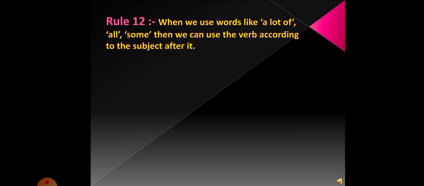Now, the next rule is when we use words like a lot of, all, some, then we can use the verb according to the subject after it. See some examples. A lot of cake is in the kitchen. Cake is singular, so we have used is. Now, a lot of things have disappeared. Things is plural. So I have used a plural verb which is have.